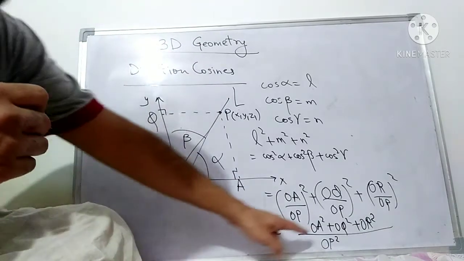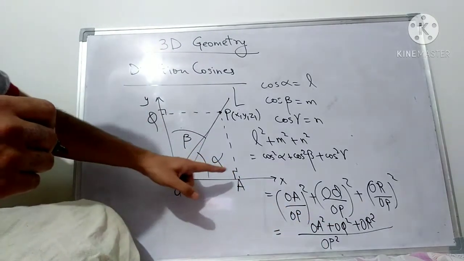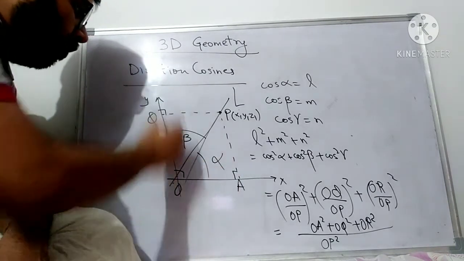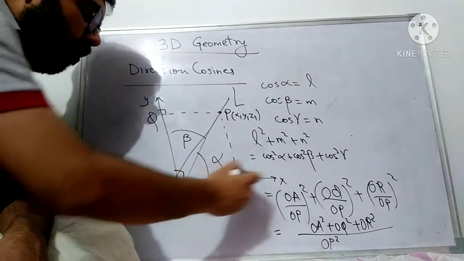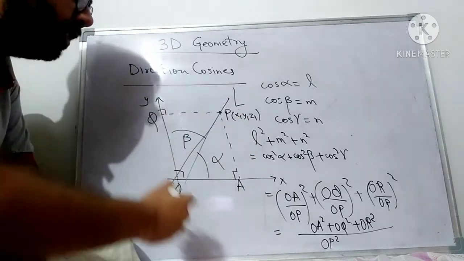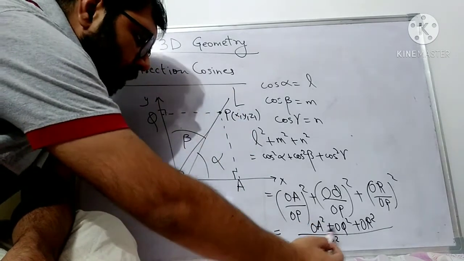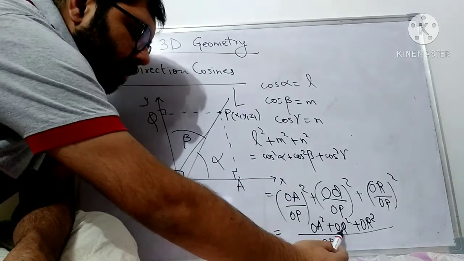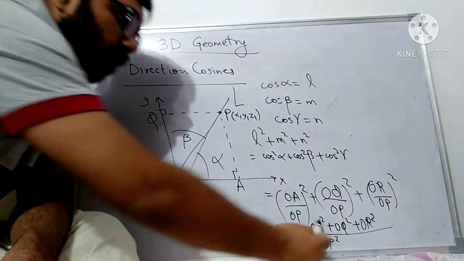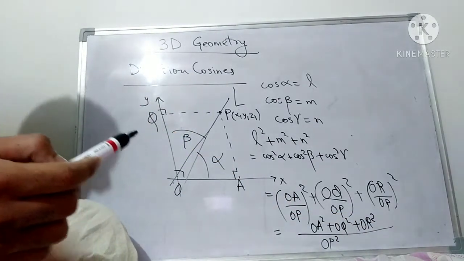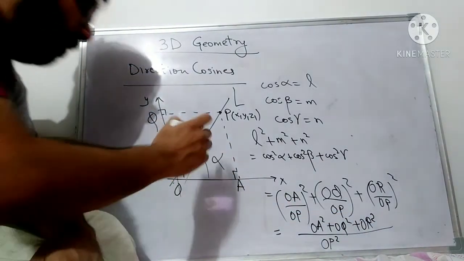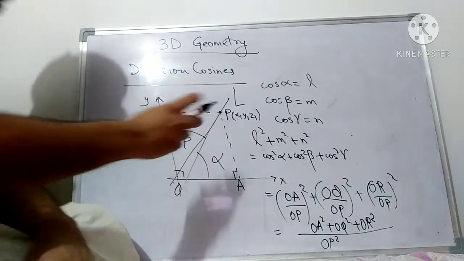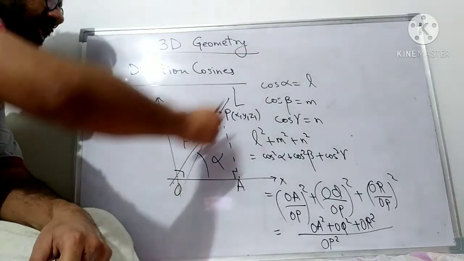Now using Pythagoras theorem, OA and OQ are perpendicular, and OQ is equal to AP, so OA square plus AP square will become OP square. Sorry, not OP square, actually this point is in the space. This point is in the space like that.